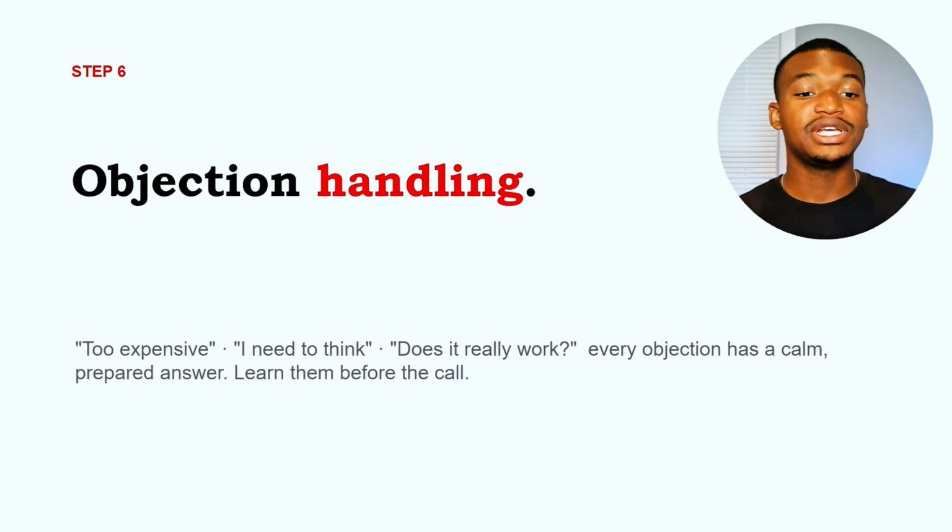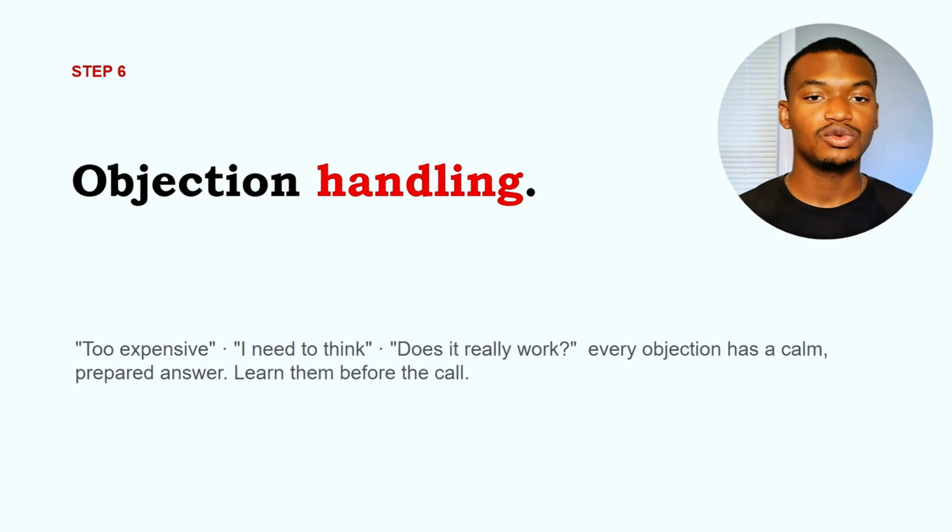Step 6, objection handling. Now, when you're in conversations with people, whether that be via text, in person, or on a sales call, you're going to get what you call objections. These are basically barriers to why people would want to work with you. It could be because they think your fee is too expensive.